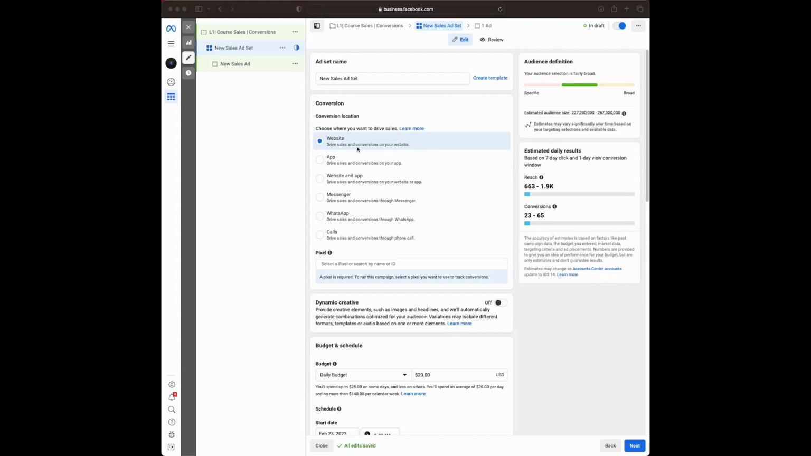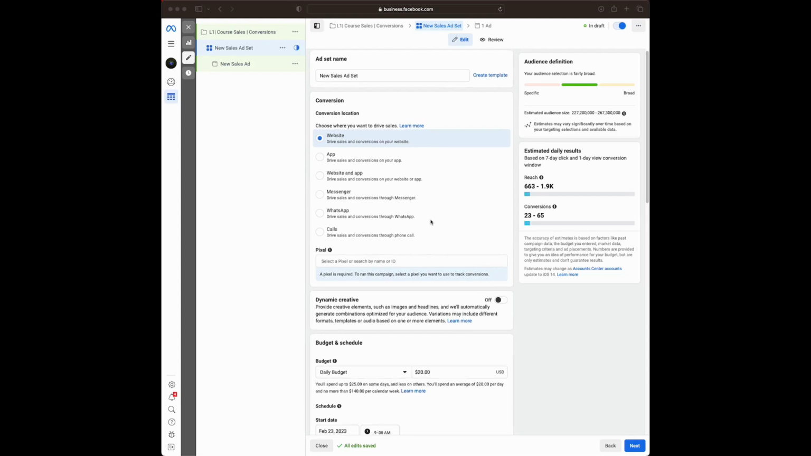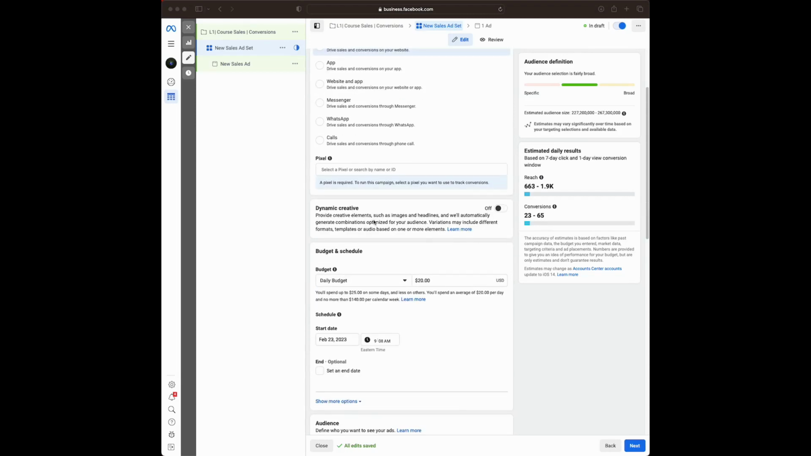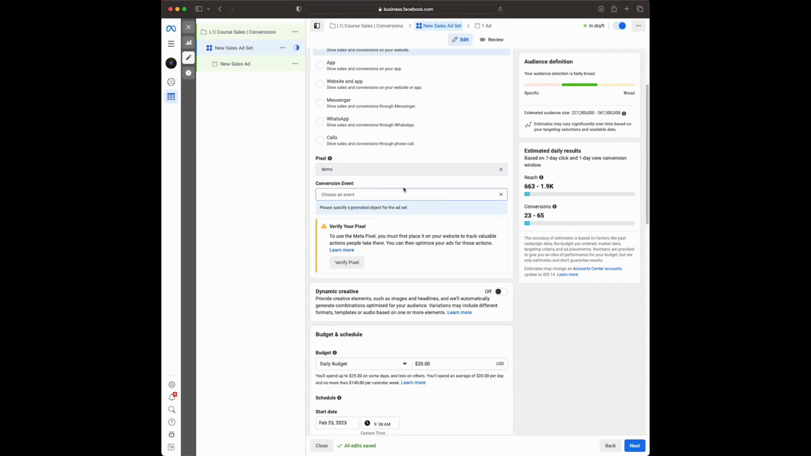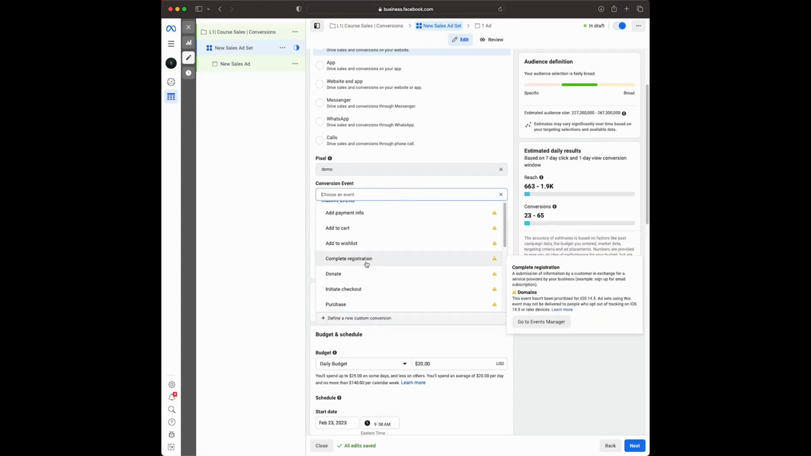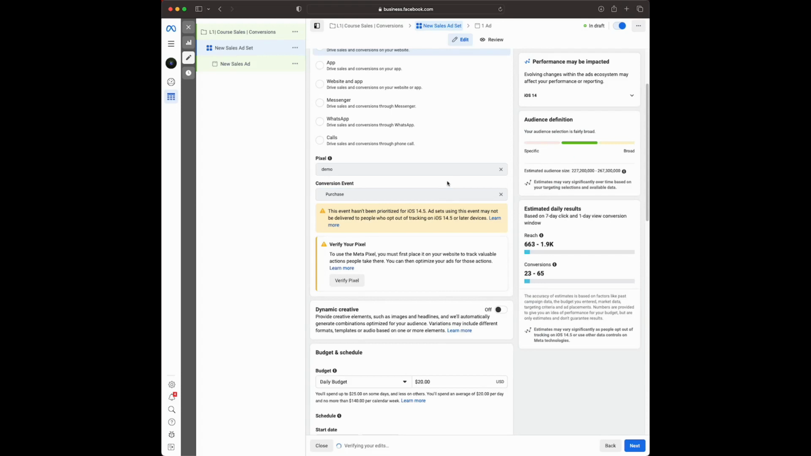Now going to conversion location. For most of you guys, it's probably going to be your website where the conversion is actually happening. So where the sale is being made and stuff like that. But if it is something different, then select whichever it is for you underneath here. But for most of you guys, it's going to be the website. Now going down a bit further, when we get to pixel, this is where you're going to select your pixel so you can track all of these different metrics, right? So select your pixel. And then you're going to choose a conversion event, right? So let's do purchase.